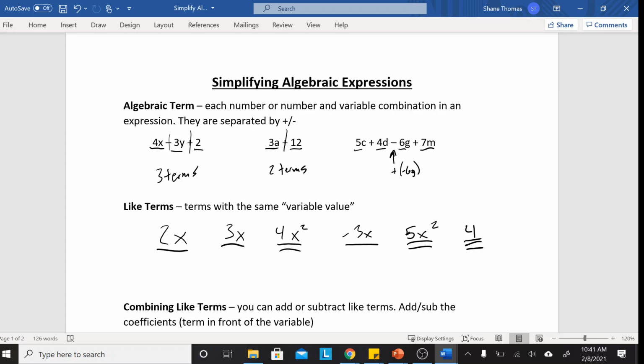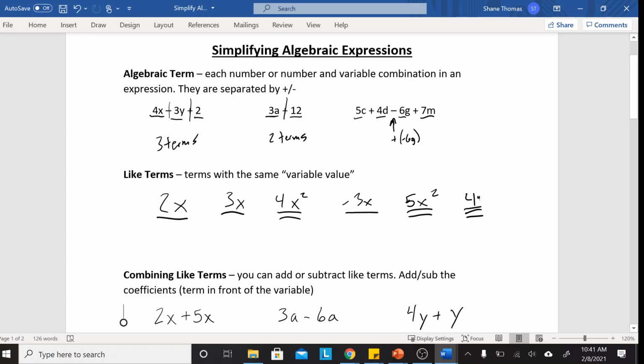So for each one it has what I call the variable value. So if it's a single x, an x squared, an m, a z, whatever it might be, if it's exactly the same variable, those are called like terms. But again, 3x and 4x squared are not like terms because one's an x squared. And in this case here, this last one does not have a variable with it, but it would still be like terms with any other just whole numbers.